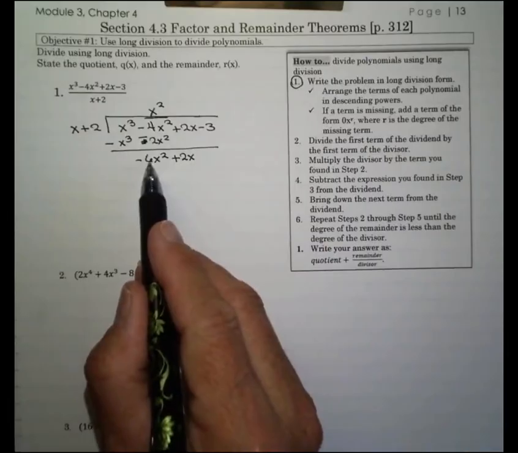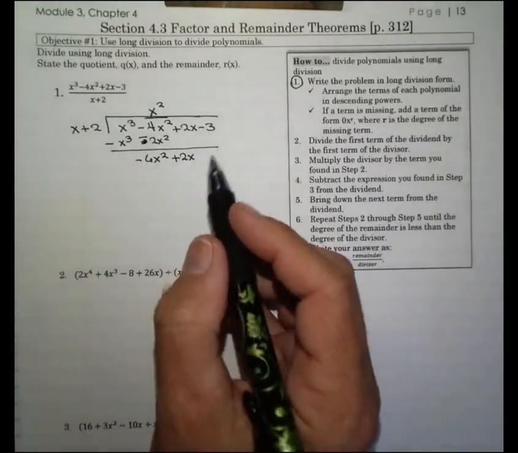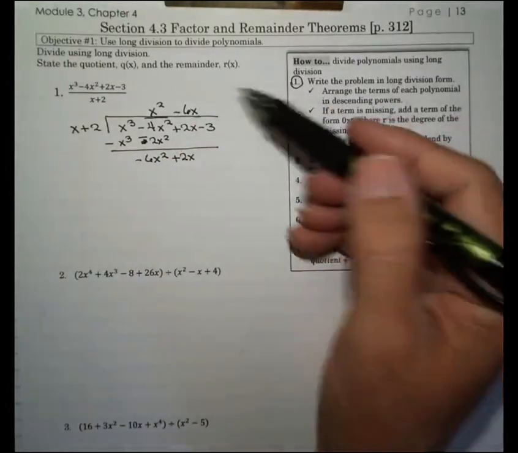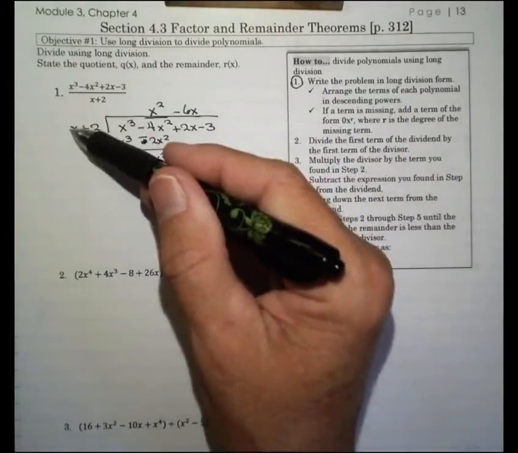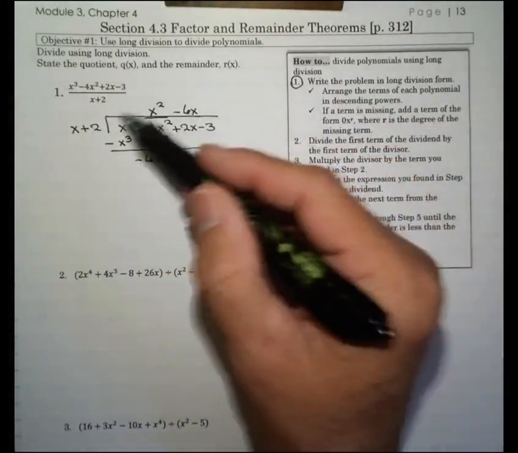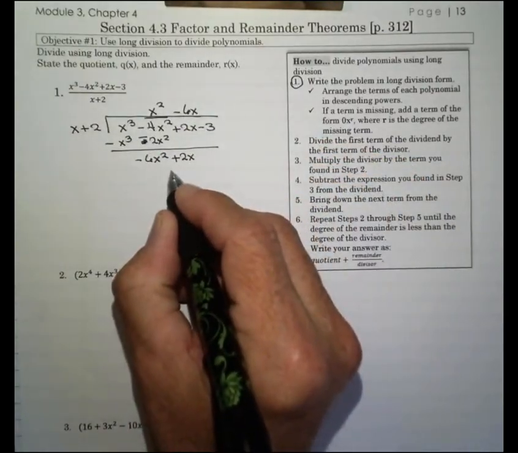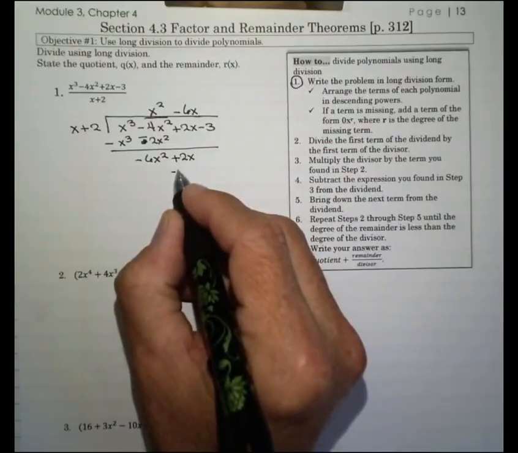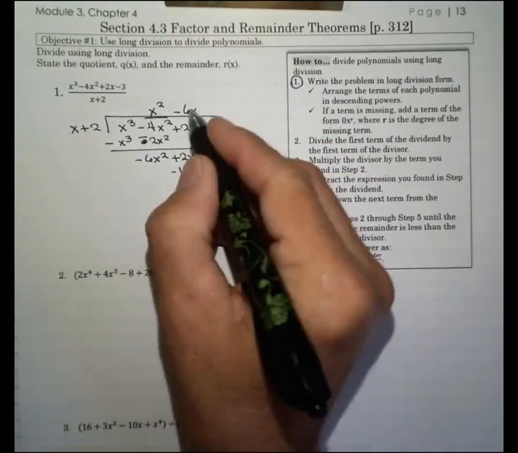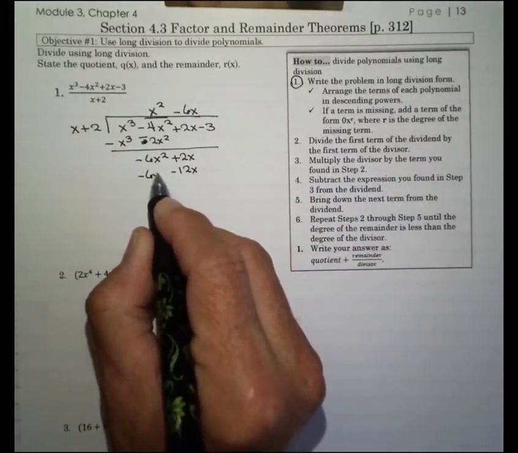Negative 6x squared, what if I divide that by x, what do I get? Well, I get a negative 6x. And you can think about it this way. Negative 6x times x gives me negative 6x squared. So I'll multiply it times both of these terms. Negative 6x times 2 is going to give me a negative 12x. Negative 6x times x is going to give me my negative 6x squared.